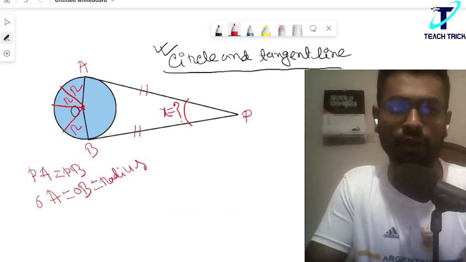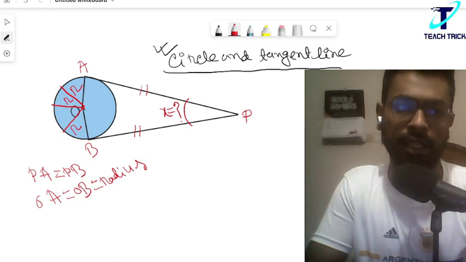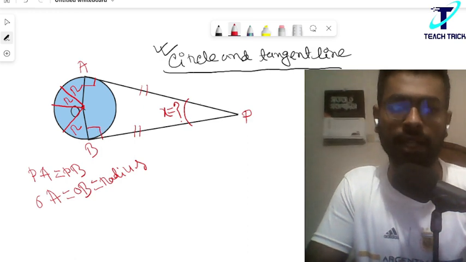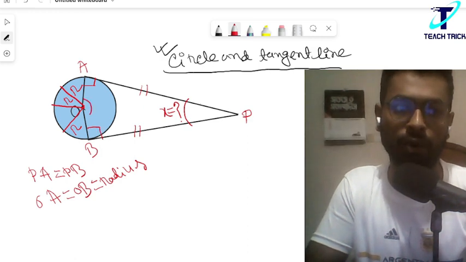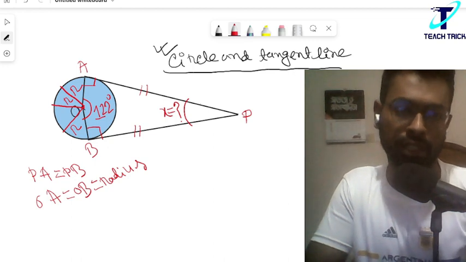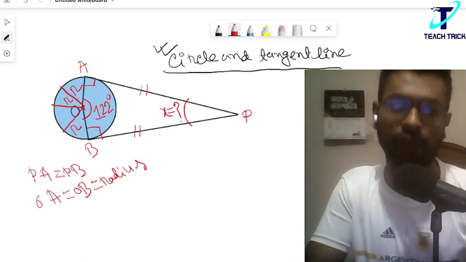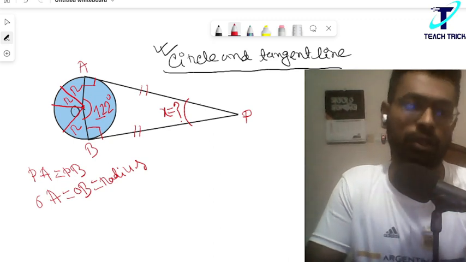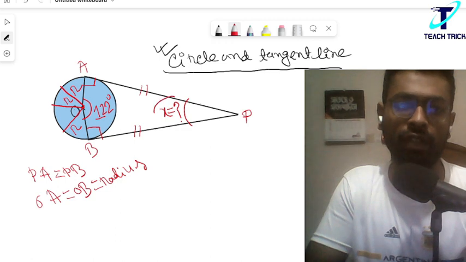So from that point of view, we can also find the angles. Angle A is equal to 90, and angle B is also equal to 90. And let us consider the O angle as 122 degrees, because that looks bigger than 90 degrees. That is one kind of obtuse angle. So how do we find the value of x?